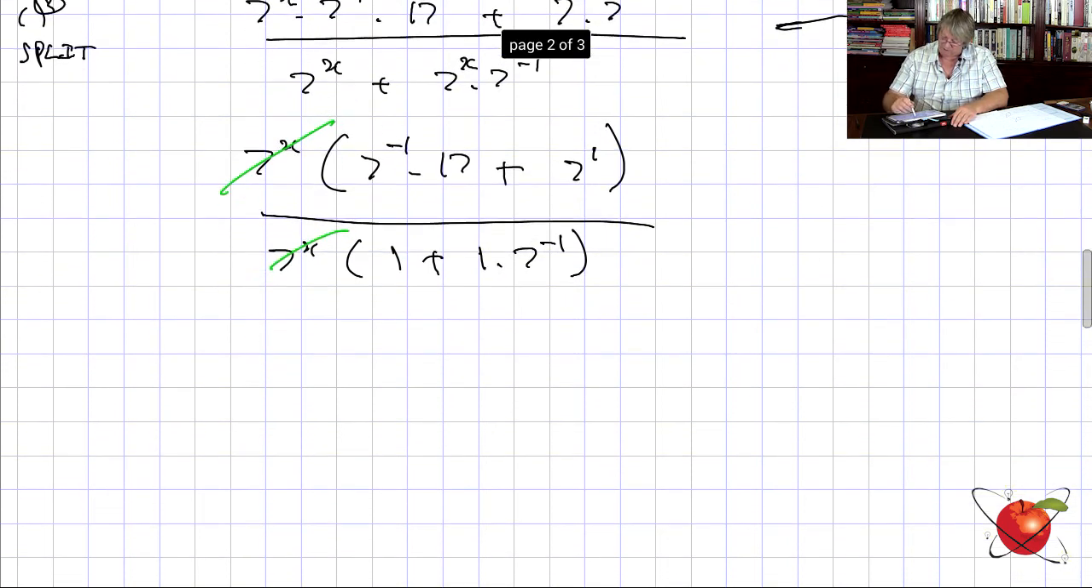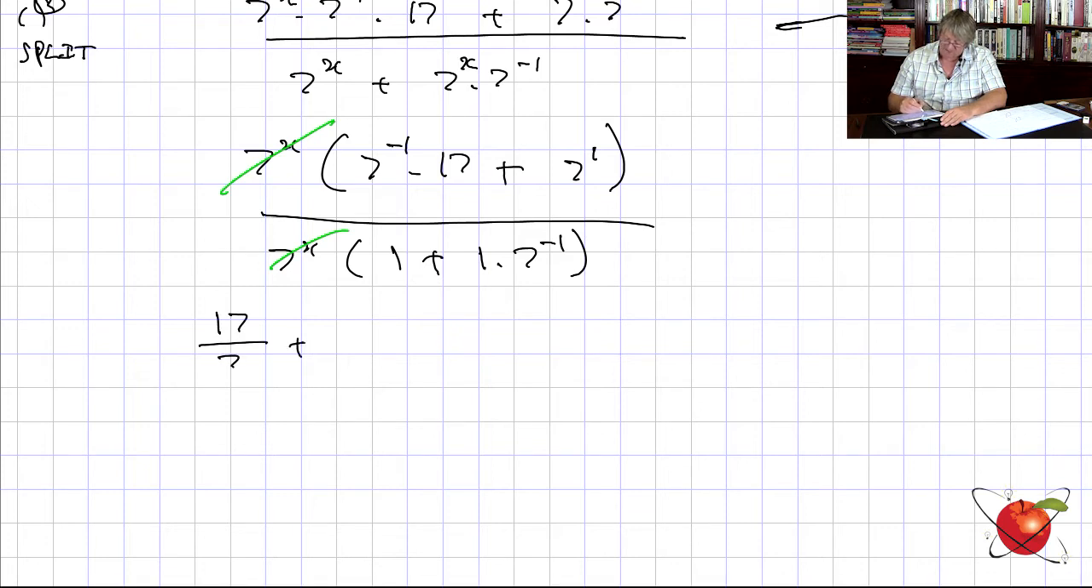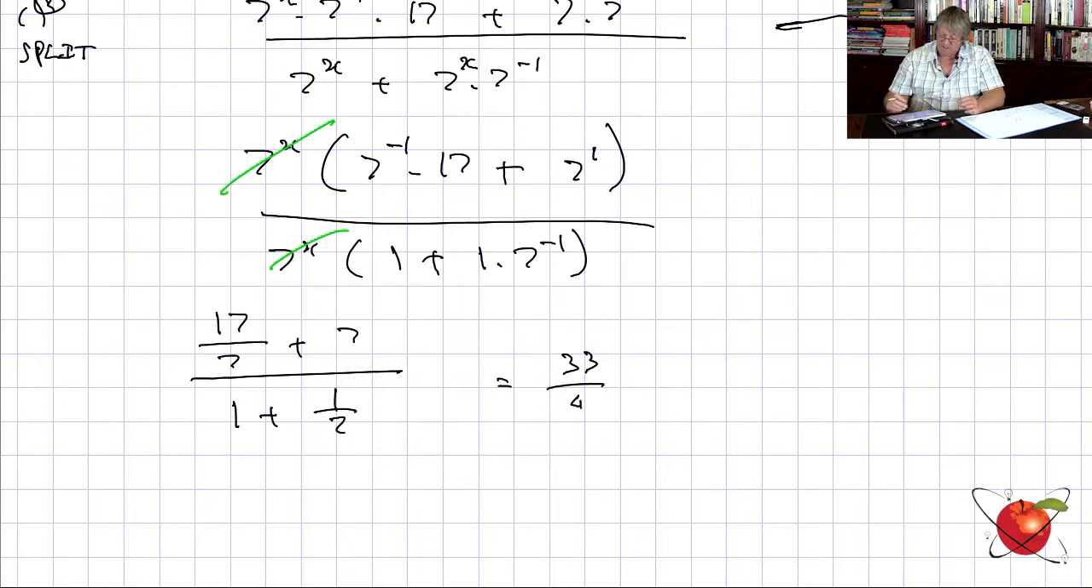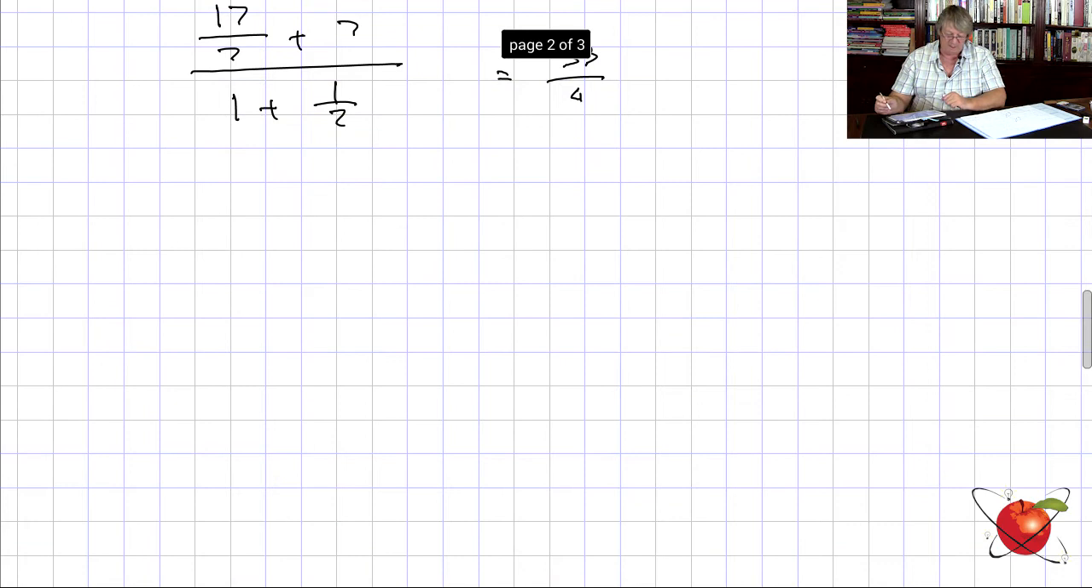Now, let's see what we're left with, okay? Oddly enough, this is where most students mess up. They don't know this. Well, let's look at make positive. Okay, that's going to be 17 over 7 plus 7, right? 1 plus 1 over 7. 7 to the minus 1 is a seventh. Then you use your calculator and work it out, and you end up with 33 over 4. Okay? You end up with 33 over 4. Okay? Let's continue with another one. I've got another favorite coming up in a few secs.